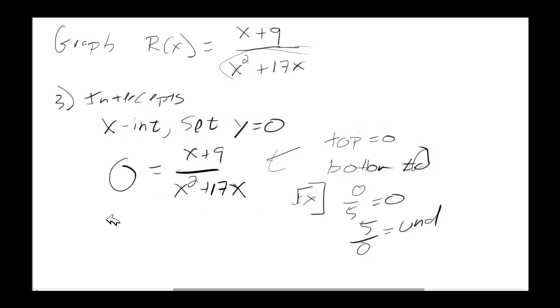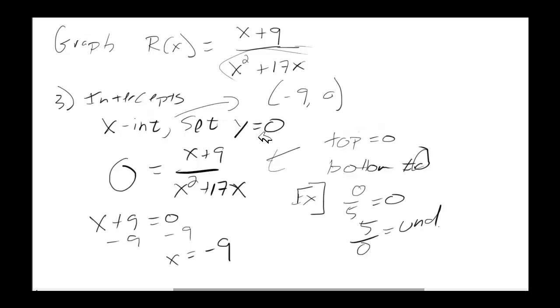So all we need to do here is set the top equal to 0 and see what happens. That's going to happen when x equals minus 9. I just have to make sure that's not going to cause division by 0, and here we know it's not because this is in the domain. So our x-intercept here is minus 9 comma 0. That's our only x-intercept.